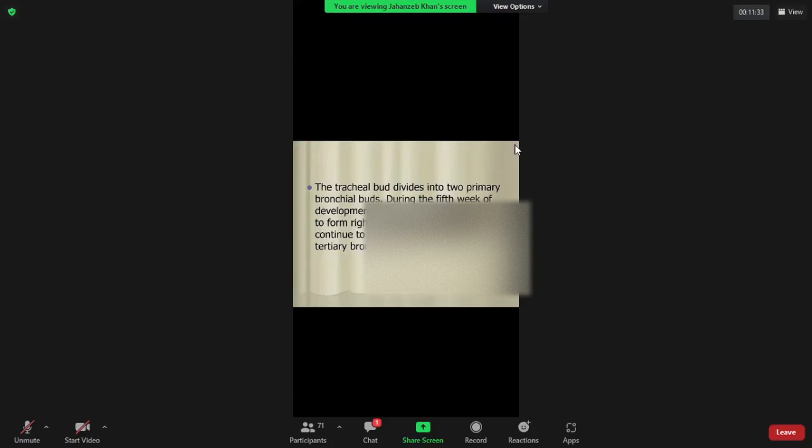ठीक है, जिसमें आपके पास टू प्राइमरी ब्रोंकाई आपके पास फॉर्म हो रहे हैं, राइट एंड द लेफ्ट प्राइमरी ब्रोंकाई. So the tracheal bud divides into two primary bronchi, okay, during the fifth week of the development, and the bronchial buds enlarge to form the right and the left main bronchi. These continue to develop into the secondary and the tertiary bronchi. Now, technically speaking, you are forming a bronchial tree out there.